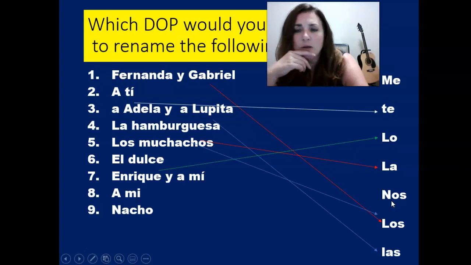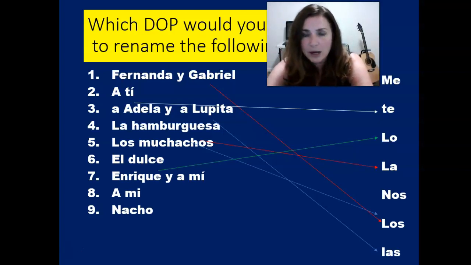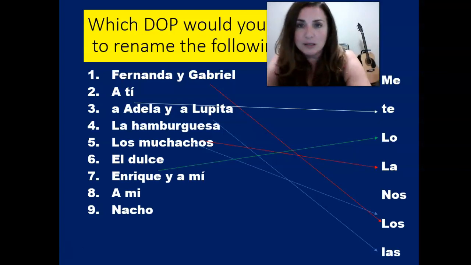A lot of people ask me about nos because they think nos is short for nosotros. It's not at all. Nosotros is we and nos is us. So what's the difference between we and us? Okay, so we would be at the beginning of the sentence, like we want to go to the mall. Us would probably be at the end of a sentence, like an object pronoun, like they're baking a cake for us. You would never say us bake a cake. You would say they're baking a cake for us.